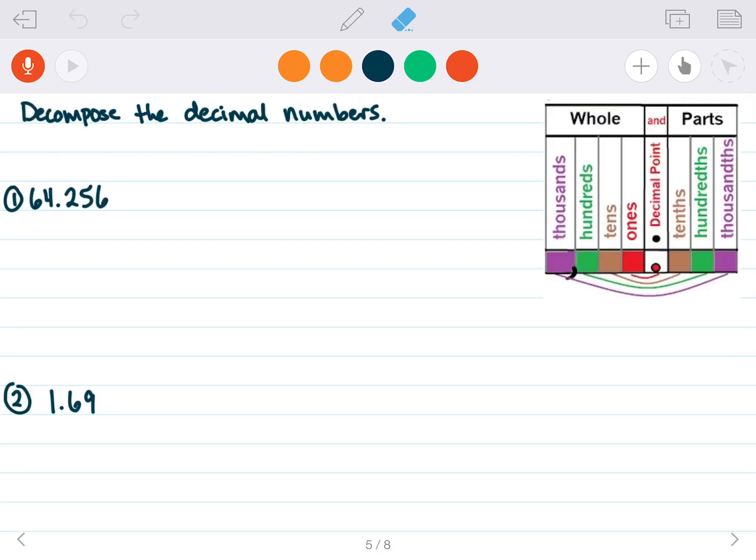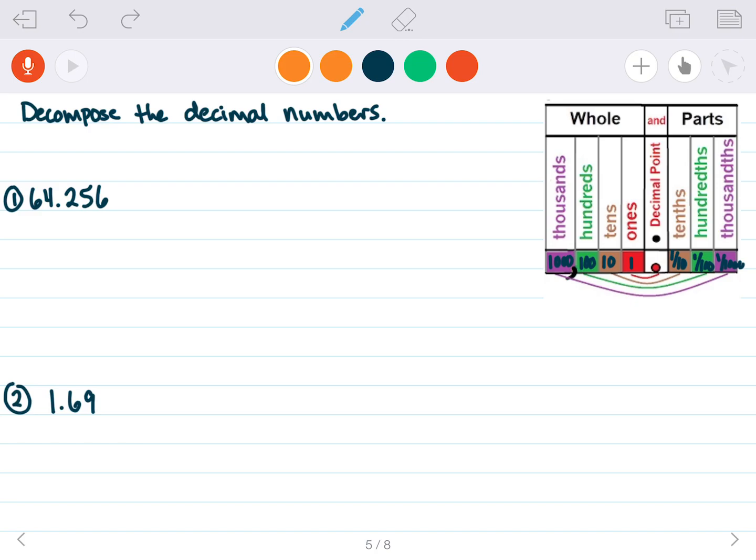So let's do some practice decomposing the decimal numbers, just like we did a few slides ago. So again, in the thousands place, we have 1,000. In the hundreds, 100. Tens is 10. Ones is 1. Tenths is 1 out of 10, 1 out of 100, and 1 out of 1,000. So how can we decompose this number right here?